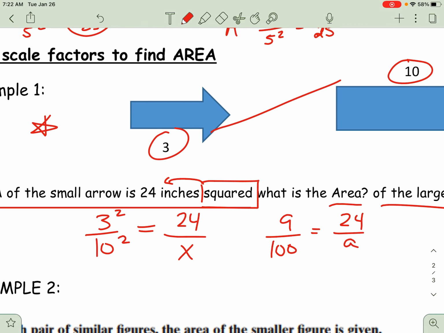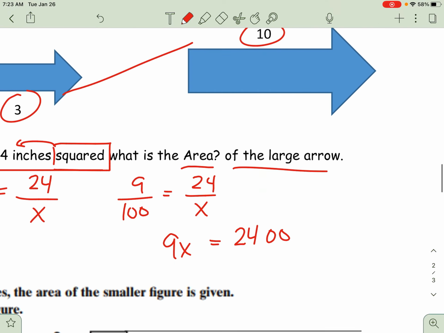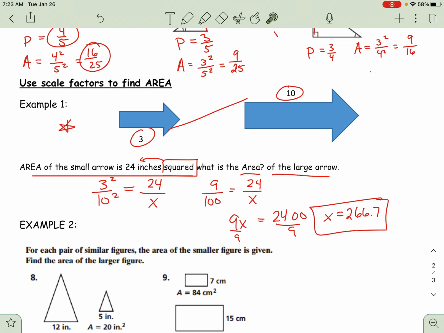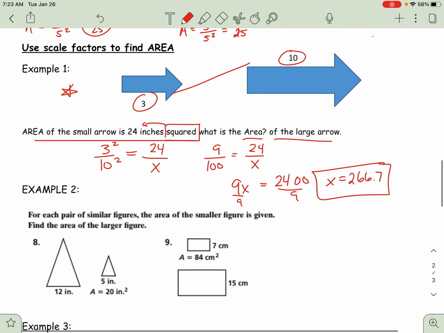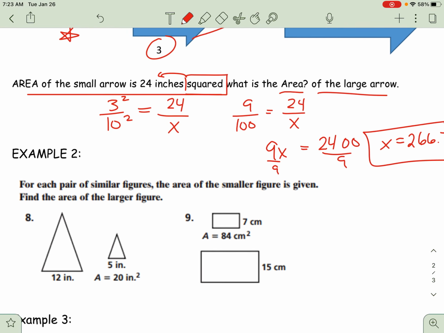And then we want to know the area of the big thing. Okay, so this is going to really be like 9/100 equals 24/x. And then 9x equals 2400. And then when you divide by 9, x is 266.7. So that would be the area of the large arrow. So again, how do you find the area? You use the ratio of the areas, which is small side squared over big side squared, and the area of one shape to find the area of the large shape. Okay, so set up your proportions, right?